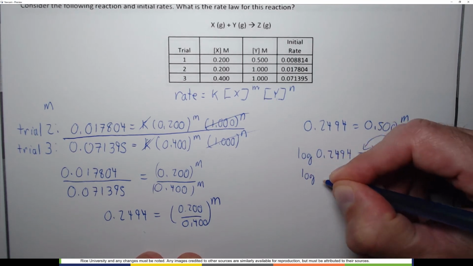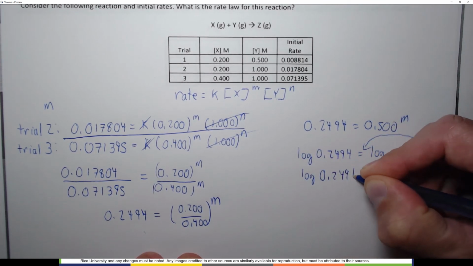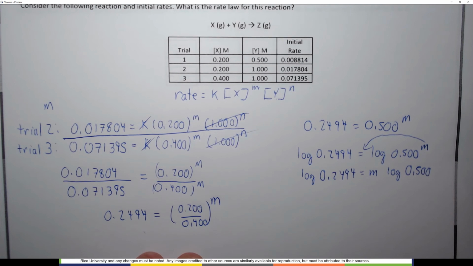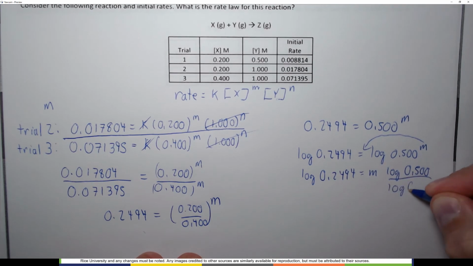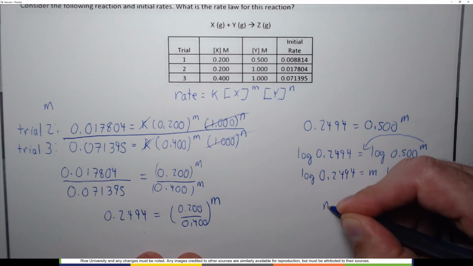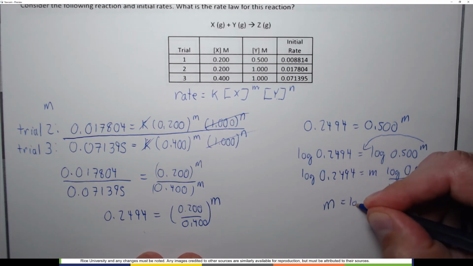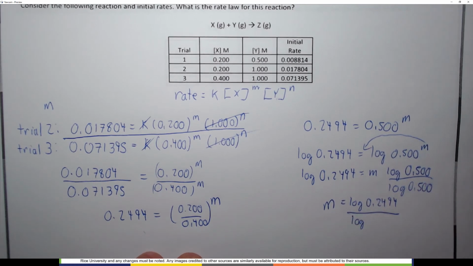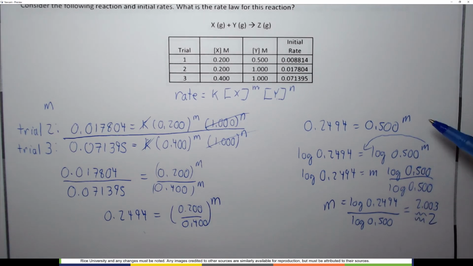So the log of 0.2494 equals m log 0.500, divided by log 0.500, and you'll find m equals the log of 0.2494 divided by the log of 0.500. When I do that math, I find that m is 2.003. It needs to be a whole number, which is approximately 2. It needs to be an integer. Okay, so this is how I've found this.